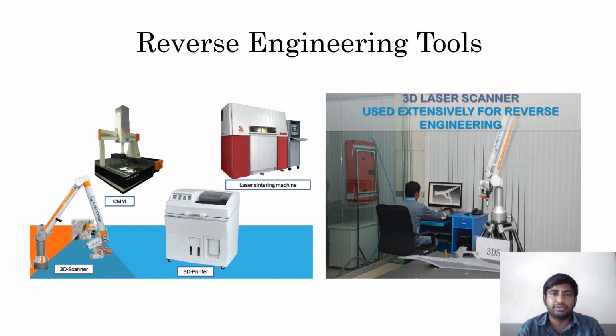Let's move on to reverse engineering tools. These are the reverse engineering tools. In order to scan the data, we use a CMM, which means coordinate measuring machine, or any three-dimensional scanner. A 3D printer is used for creating prototypes, and laser sintering also creates prototypes. Here one engineer is scanning the old model, as you can see. The 3D laser scanner is used extensively for reverse engineering. This is the 3D scanning machine.